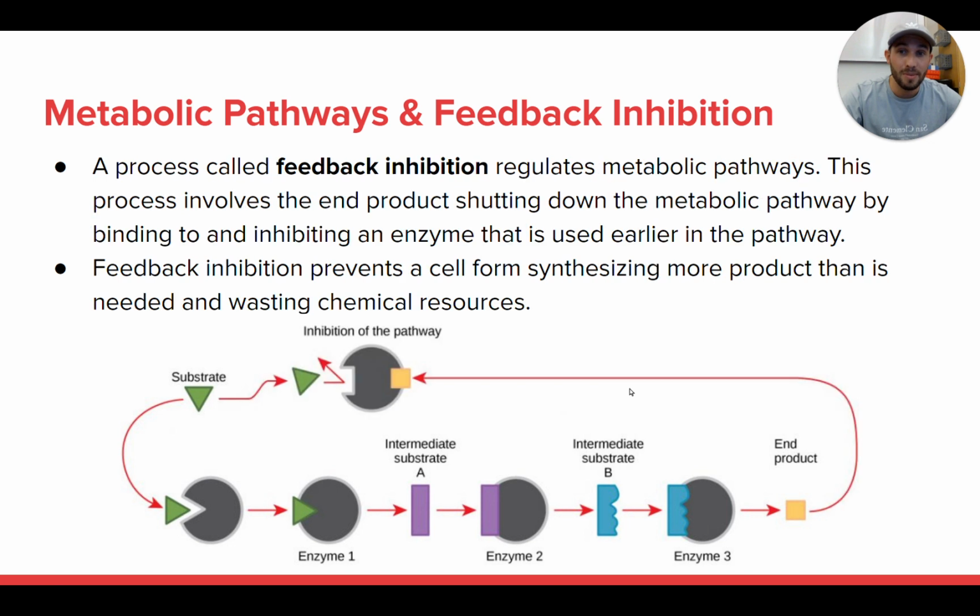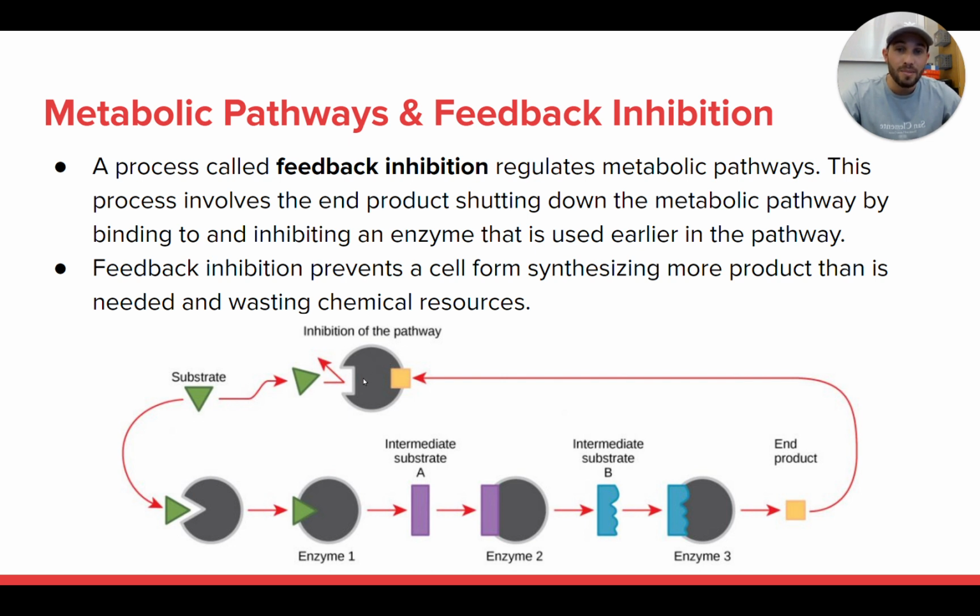Now, the reason I bring this up is because there's something called feedback inhibition that takes place oftentimes when we're looking at a metabolic pathway. And feedback inhibition is when the end product of a metabolic pathway, this molecule that you're ending with, is actually able to bind to one of the earlier enzymes used in the pathway. And when it binds to that enzyme, it actually changes the shape of that enzyme in a way where it's no longer able to bind to its substrate. And so that enzyme is now being inhibited, it's being turned off.